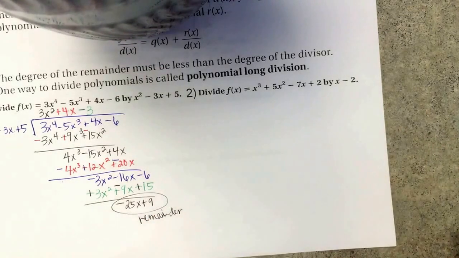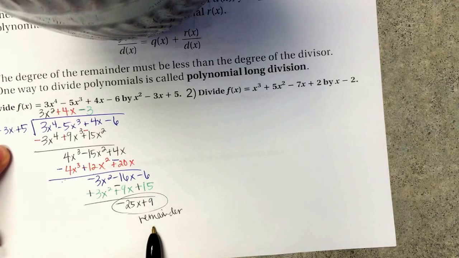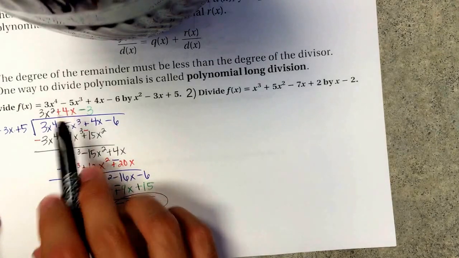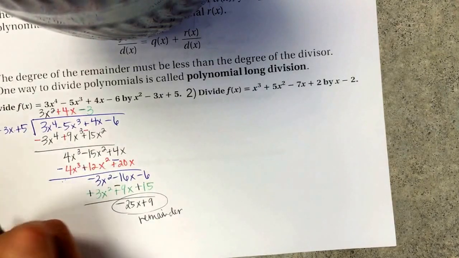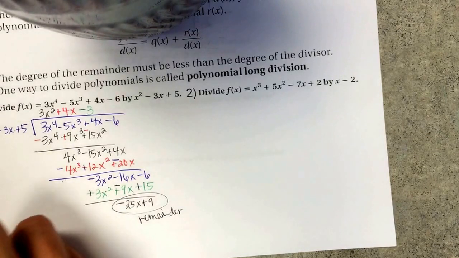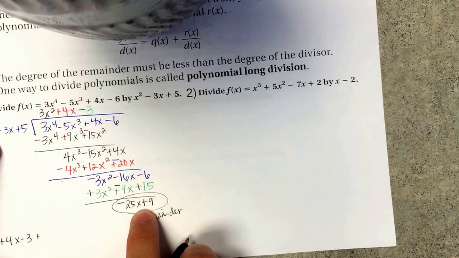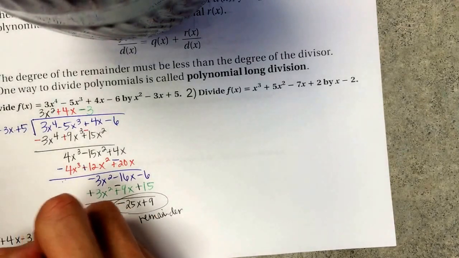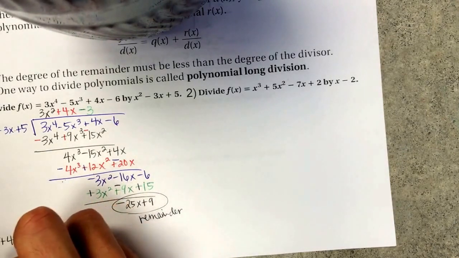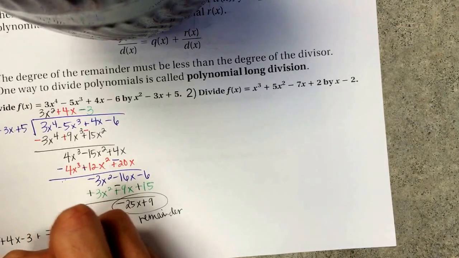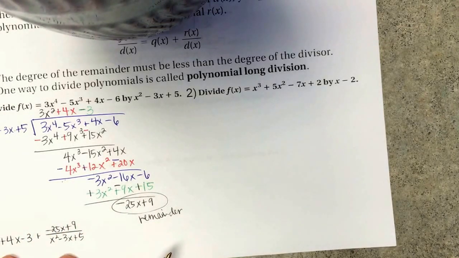So what do I do with that remainder? It gets written as a fraction over my divisor. So my answer, 3x squared plus 4x minus 3 plus remainder over divisor. Negative 25x plus 9 over x squared minus 3x plus 5. And that's what your end answer would look like.